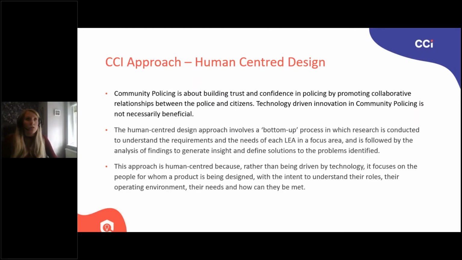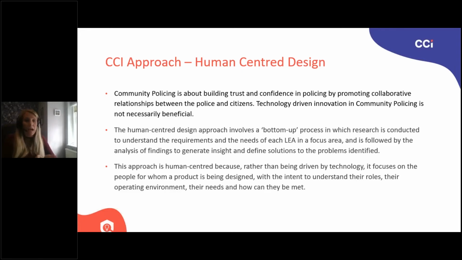So I know during the first webinar of this series, Andrew and Caroline talked in detail about the approach of the CCI, which is the human-centered design approach. For the purposes of this presentation, I will just want to focus on a couple of things.